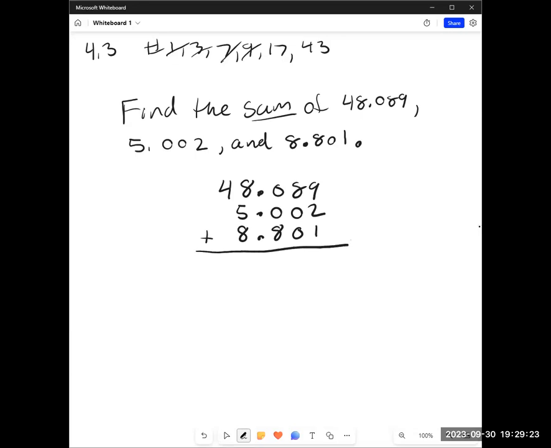We're going to add. 9 plus 2 is 11, plus 1 is 12. 0 plus 0 plus 8 plus 1 is 9. 8 plus 0 plus 0 is 8. Bring down the decimal point. 8 plus 5 is 13, plus 8 is 21. 4 plus 2 is 6. I end up with a sum of 61 and 892 thousandths.